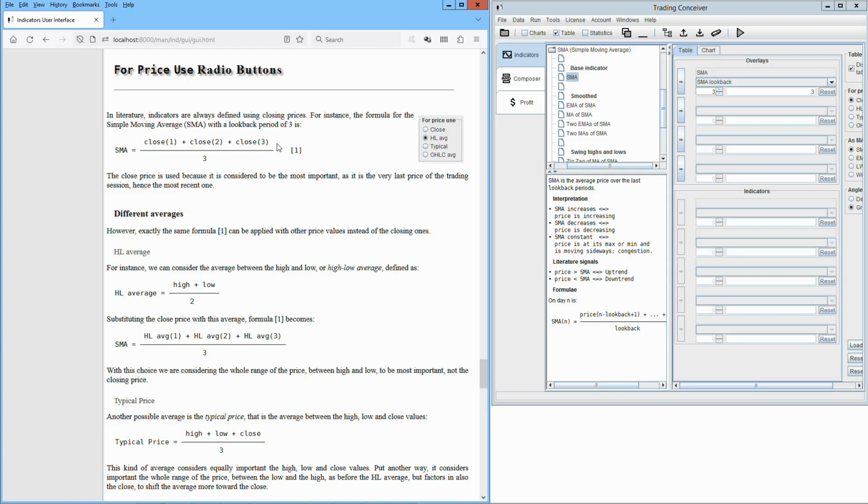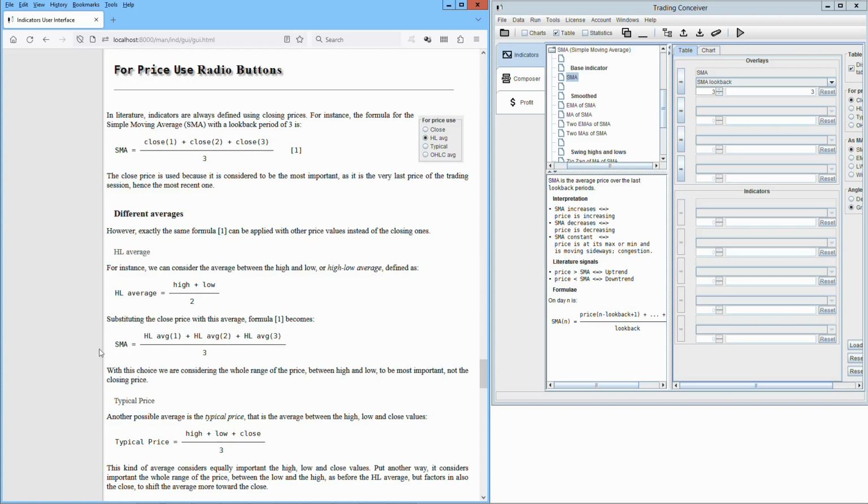However, exactly the same formula can be applied with other price values instead of the closing one. For instance, we can consider the average between the high and low, or high-low average, defined as the sum of the high and the low divided by 2. Substituting the close price with this average, the formula for the simple moving average becomes the following: the sum of the last 3 high-low averages divided by 3.